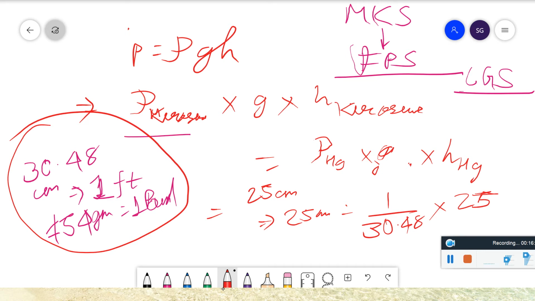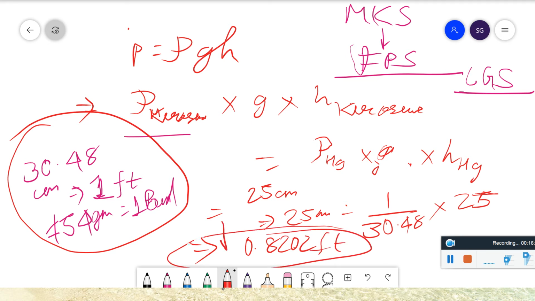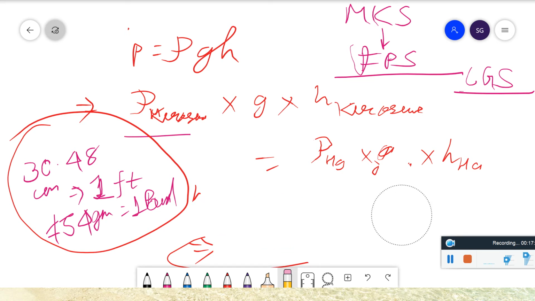This will be 0.8202. Okay, that is feet. This is the first relation we got. Remember this relation. Basically, we got the height of kerosene. Wait, let me do it more specifically. I will solve in a better systematic way.